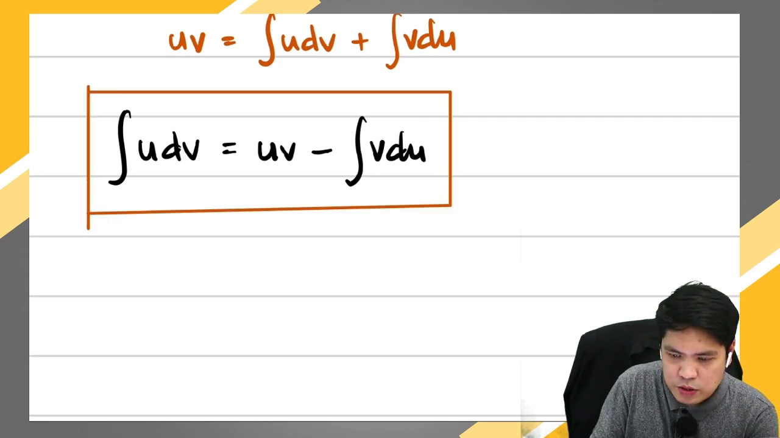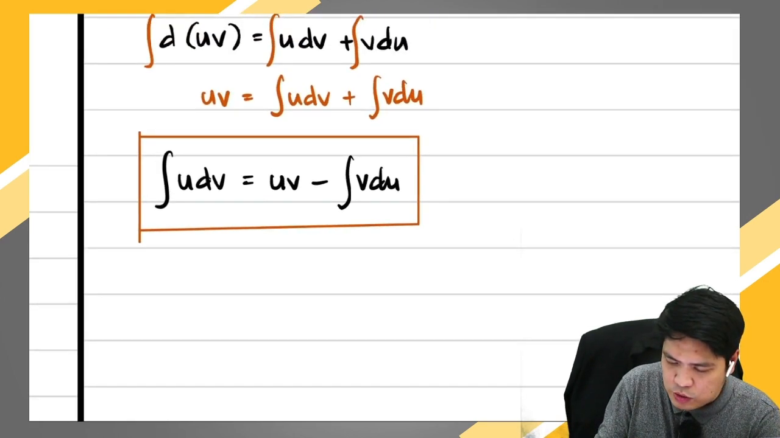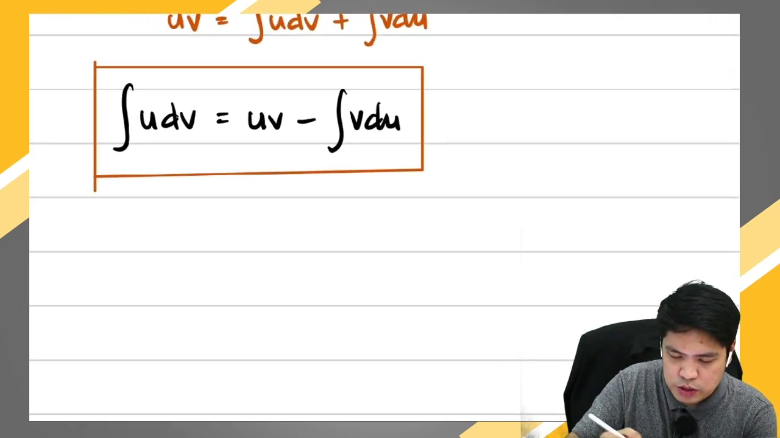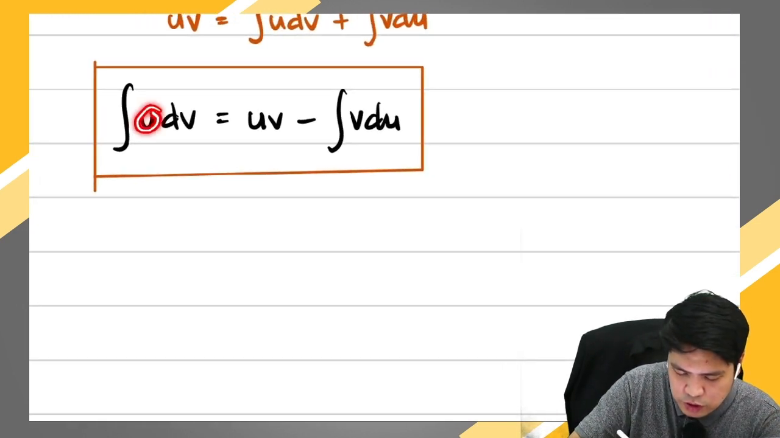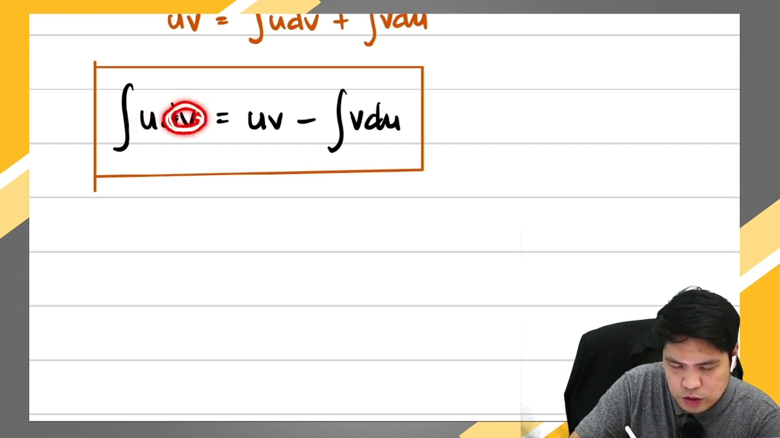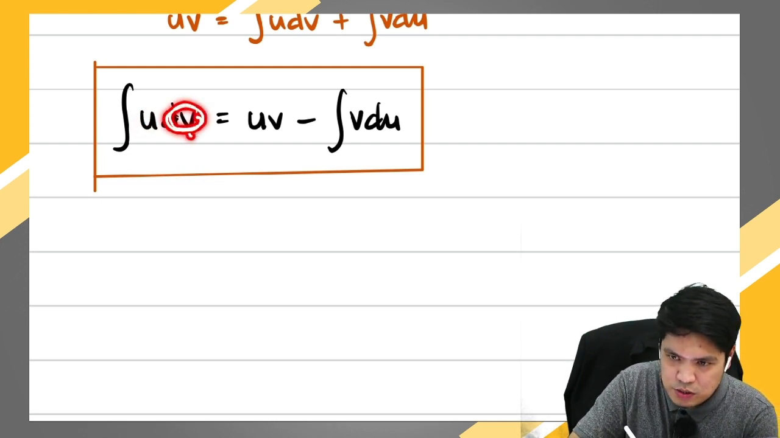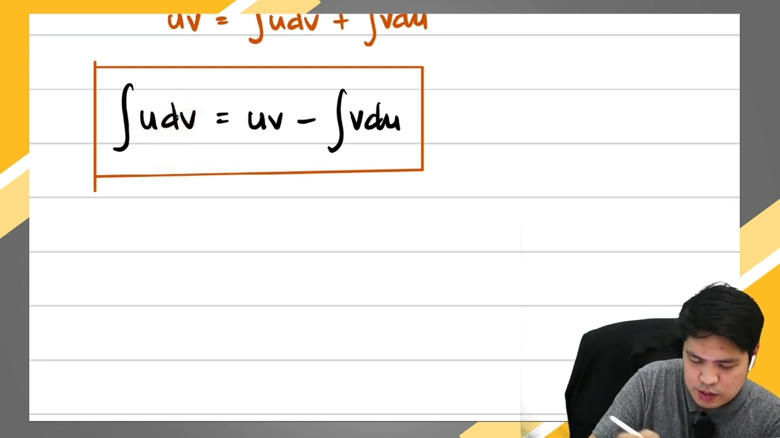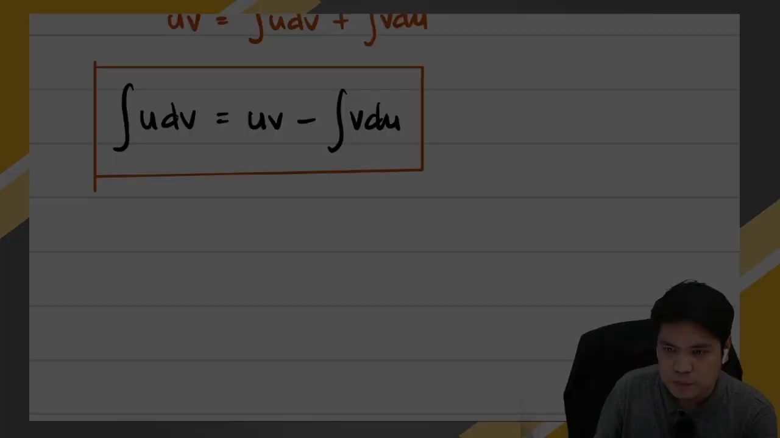It is called integration by parts because we are looking at the integral as containing two parts or two functions. We have a function and the derivative of another function, which may or may not be related to the first function. So let's have an example for this.